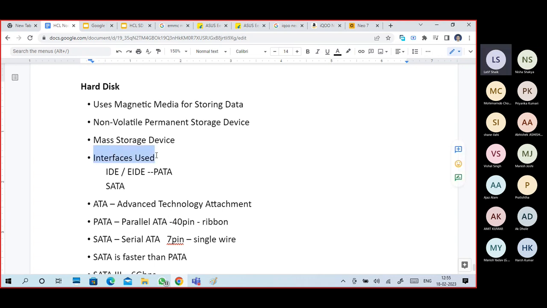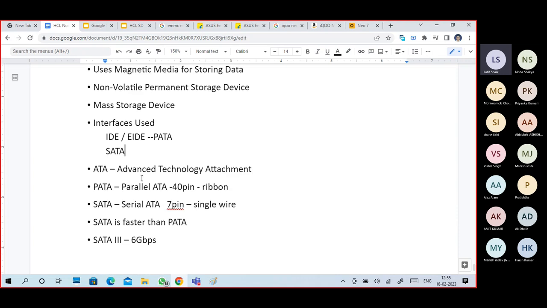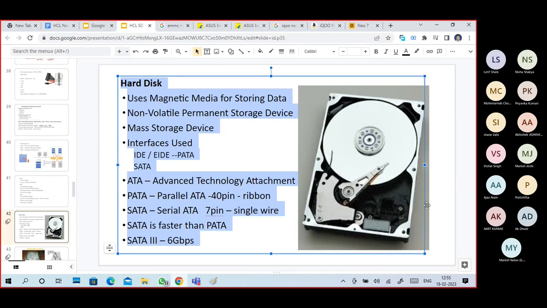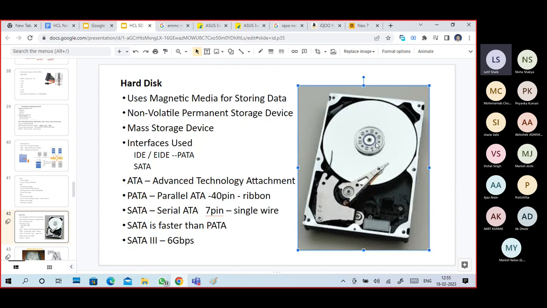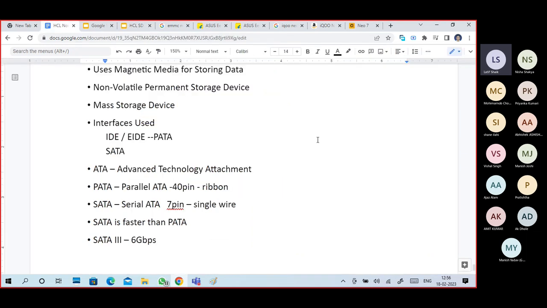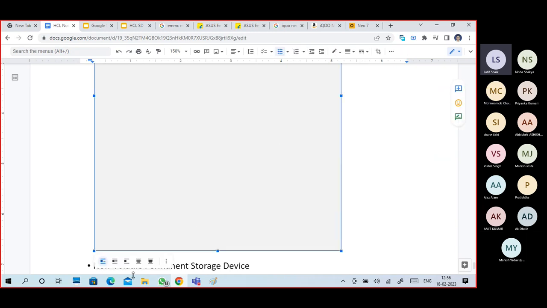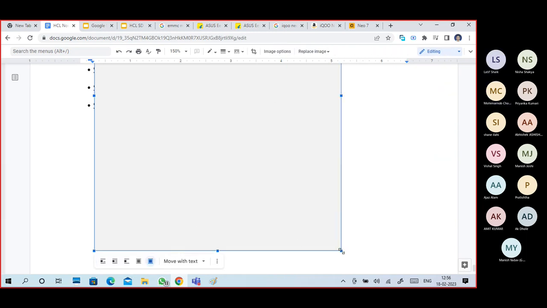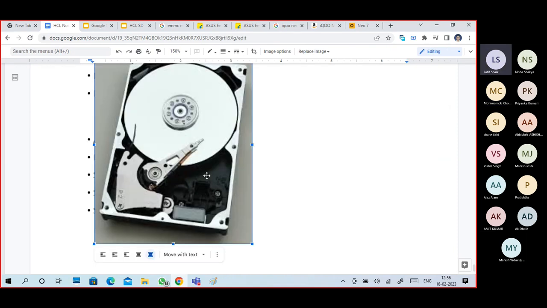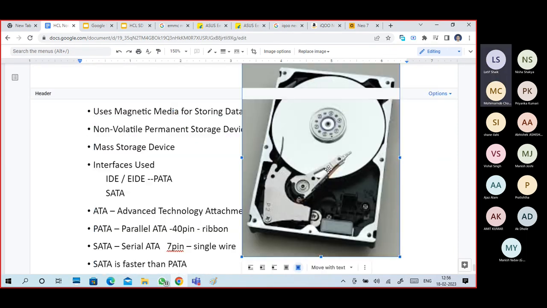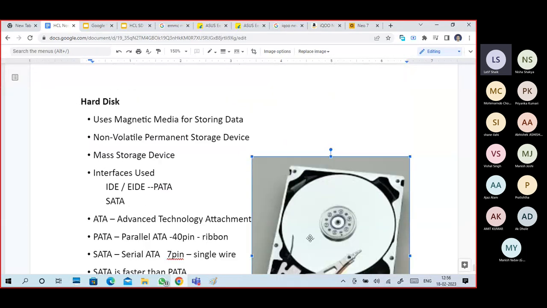In a hard disk you have two interfaces. One is the SATA interface, another is the PATA type of interface. Okay, and where does a hard disk store the data? In a floppy disk there is a magnetic disk. Similarly, a hard disk also has a platter. Can you see that round disk shape? That is a platter.